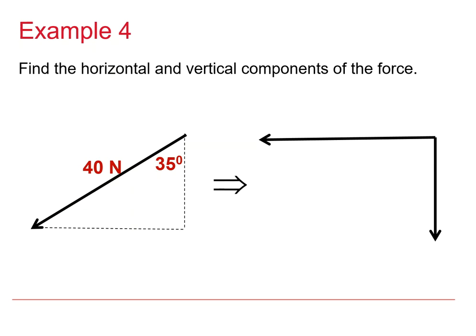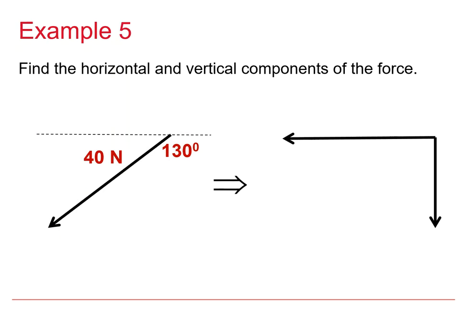So similar in this case, 35 degrees, the vertical component is the one which is adjacent to the angle, the horizontal is the one which is opposite the angle. So the trig function is going to be that way round. So cos is always with the adjacent, sine is always with the opposite.